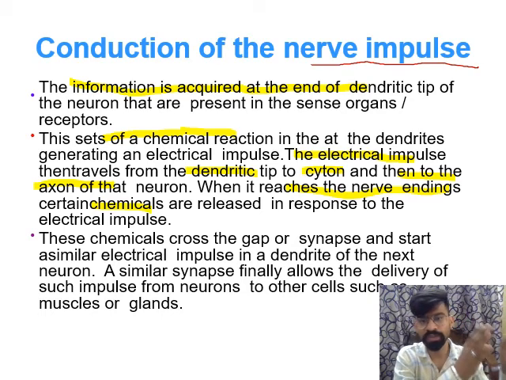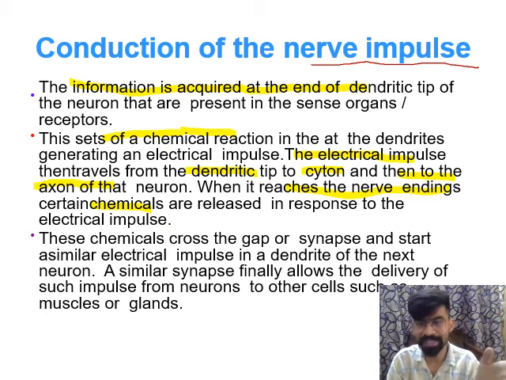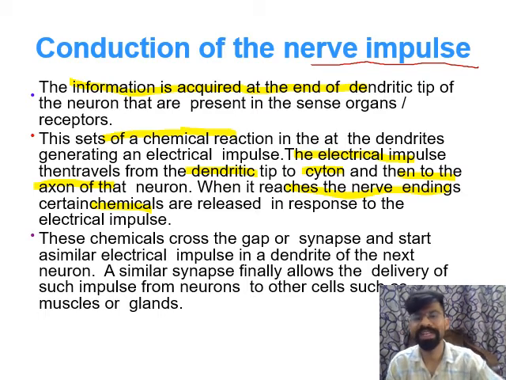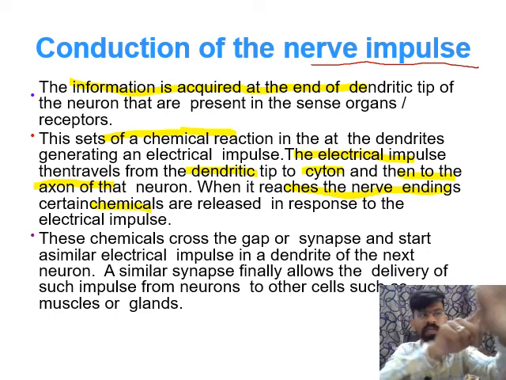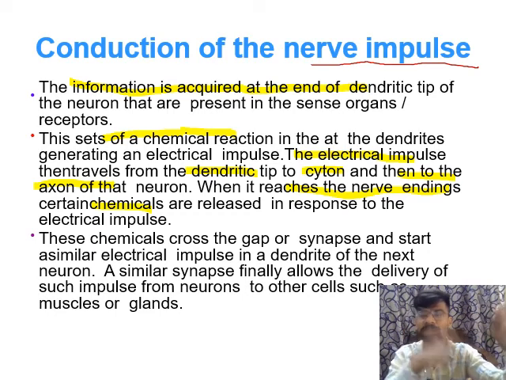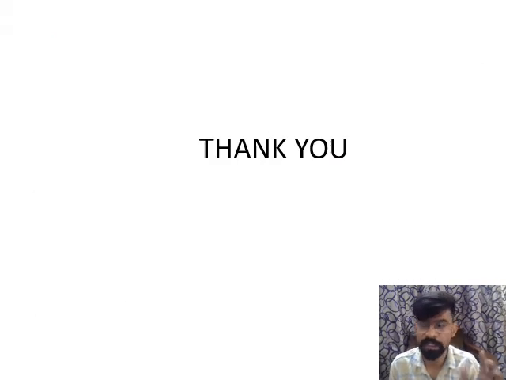So neurons are connected in a chain, and through this sequence, or conduction, the message is received from one portion towards the CNS. Suppose we touch a hot object, then the dendrite will receive it, then cell body, then axon, then synapse, then the next dendrite. This movement will take place until it reaches the brain. So this is all for today's lecture.